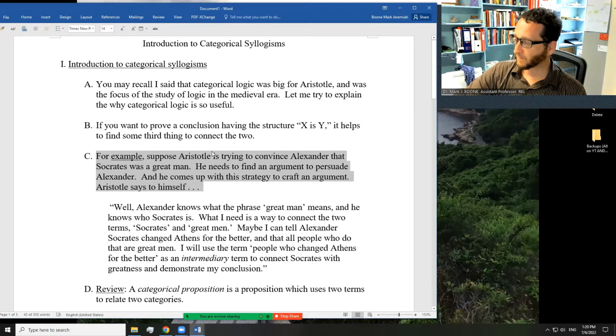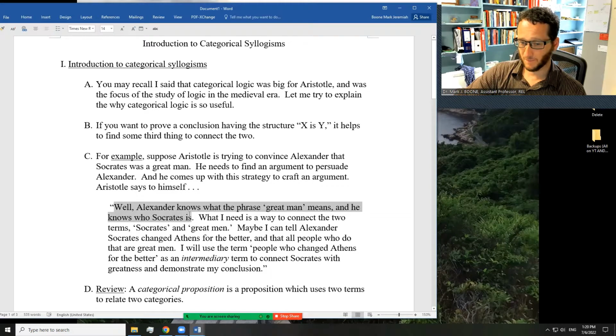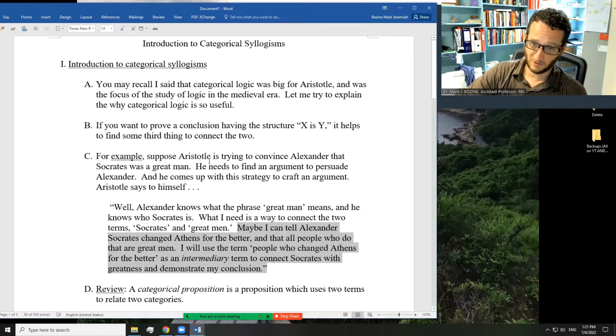So here is the sort of thing I can imagine Aristotle thinking when he's educating Alexander. He wants to convince Alexander that Socrates was a great man. So he needs an argument to persuade Alexander, and he comes up with a strategy to craft an argument. And he says to himself, Alexander knows what a great man is, and he knows who Socrates is. What I need is a way to connect the two terms, Socrates and great men. So I can tell Alexander that Socrates changed Athens for the better and that all people who do that are great men. I will use the term people who changed Athens for the better as an intermediary term to connect Socrates with greatness and thereby demonstrate my conclusion.